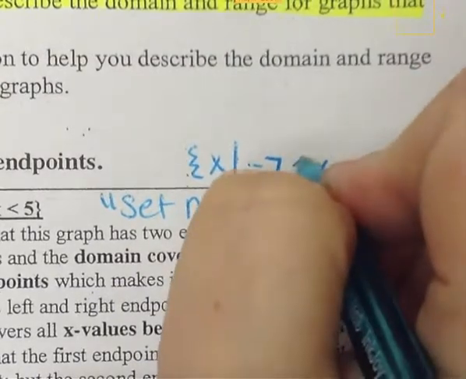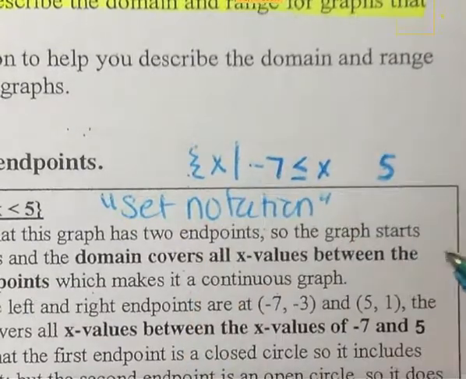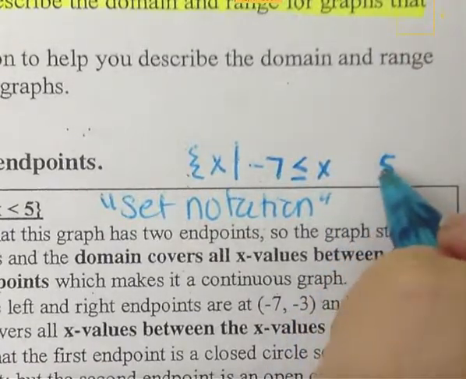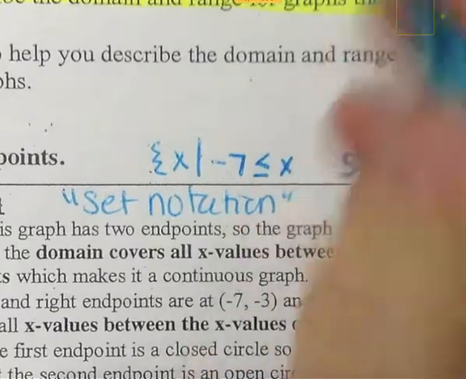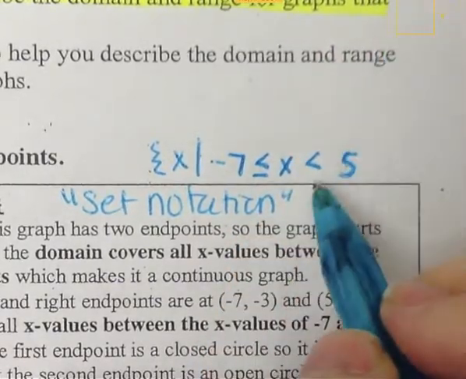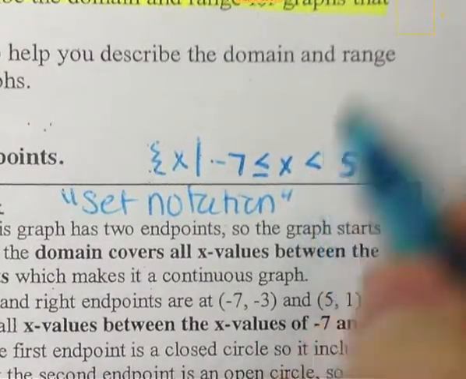x is bigger than -7. I can also have it equal to that -7, because it was a closed circle on the graph. Then I also know that my points are smaller than that 5, so I'm going to make x less than 5. Now, it was an open circle on that 5, so I cannot put that equality aspect here.